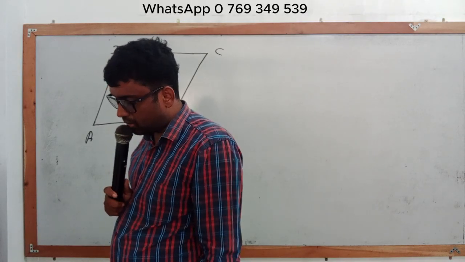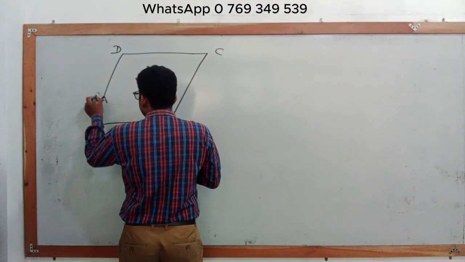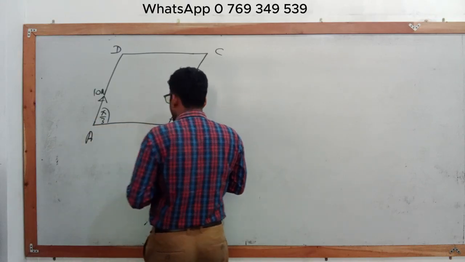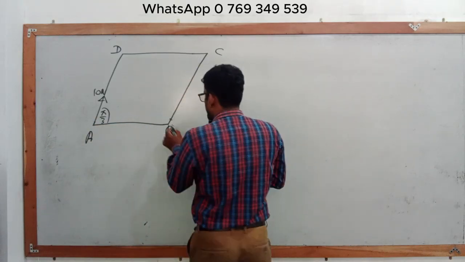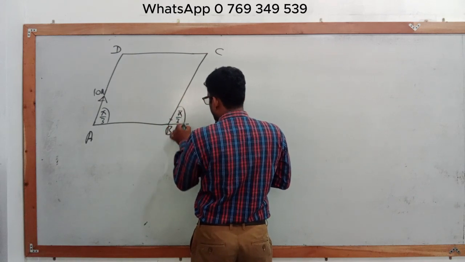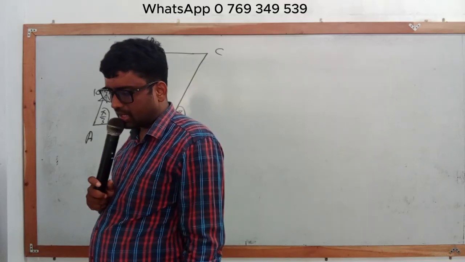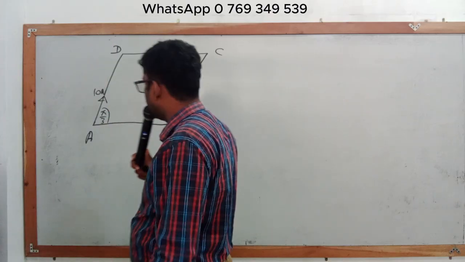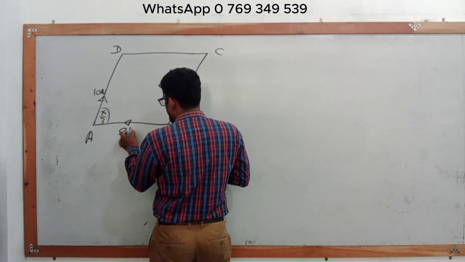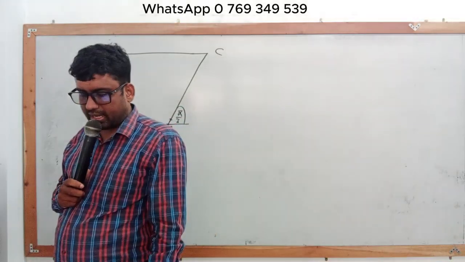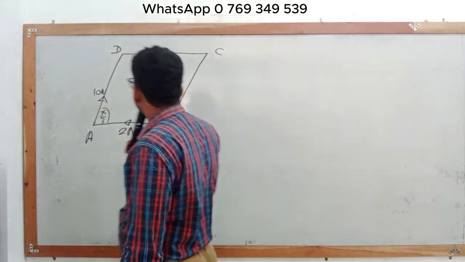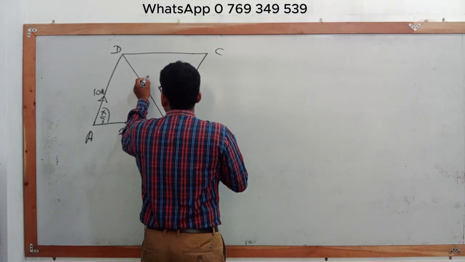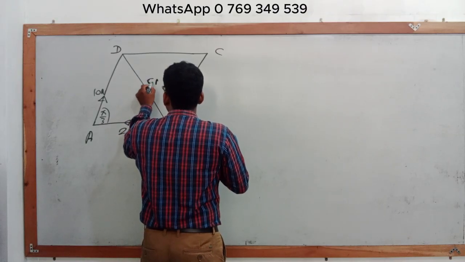10 Newton along AD. This is 10 Newton, at pi by 3. Therefore, this one also pi by 3. 2 Newton along BA, here 2 Newton. And 6 Newton along BD, this one, 6 Newton.